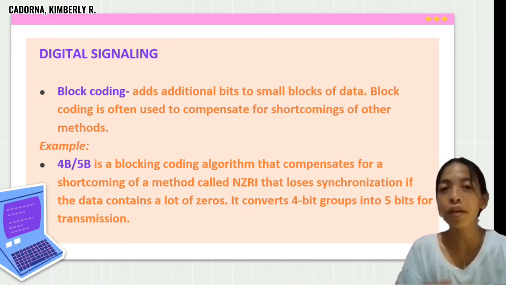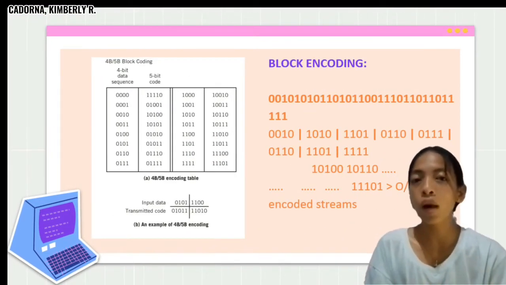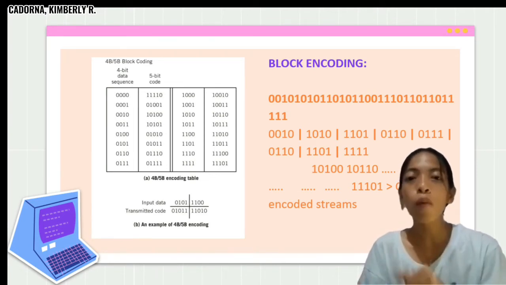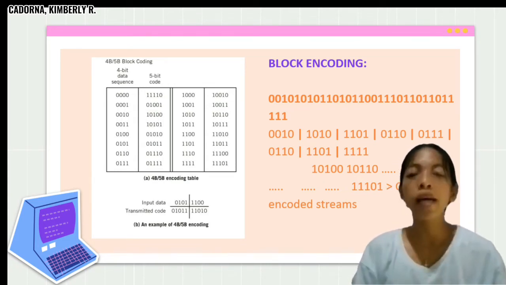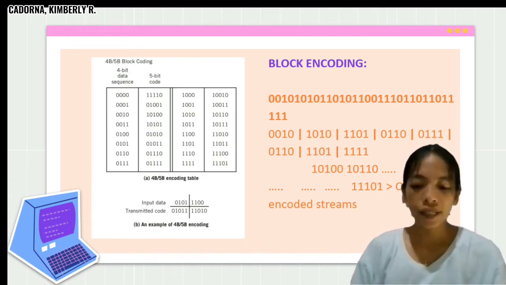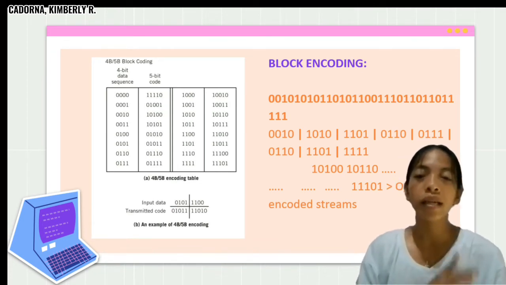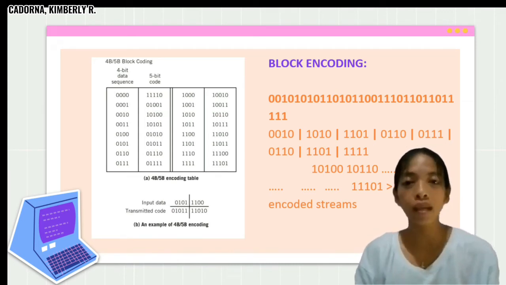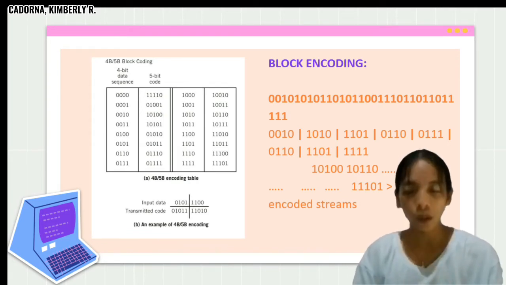So we have here the 4B/5B encoding table. For example, there is input data of 0101, so we have to find that in the 4-bit groups. So its transmitted code is 01011. Another example, as you can see here in our PowerPoint, there is a set of data that is also grouped in 4 bits. First is 0010 and its transmitted code is 10110. Next is 1010 input and 10110 transmitted code, and so on. And these transmitted codes are called output encoded strings.